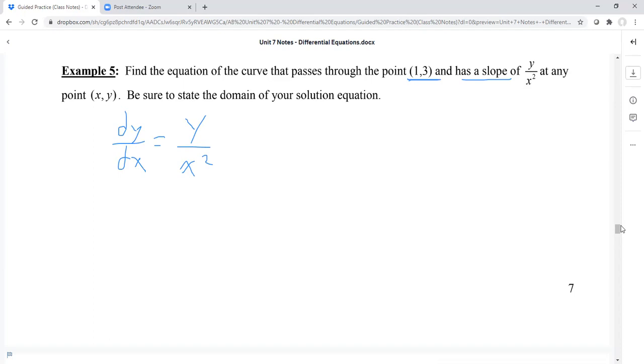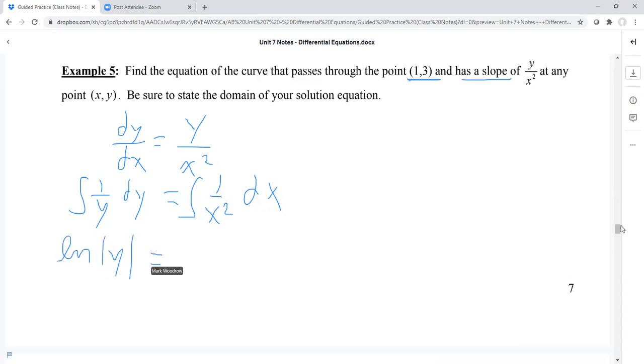So again, I got to get my y's on the left side. So I multiply each side by 1 over y, or divide by y. And then over here, I've got 1 over x squared, and I multiply the dx over. So I'm going to integrate and integrate. Okay. So on the left side, I'm going to get the natural log of the absolute value of y.